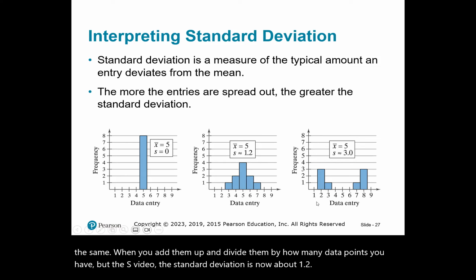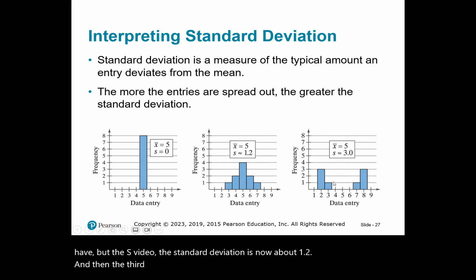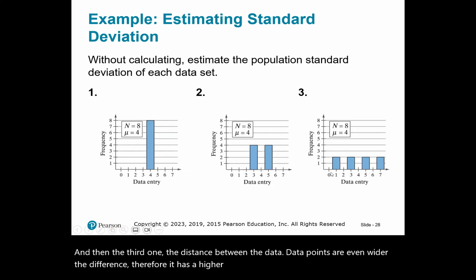And then on the third one, the distance between the data points is even wider, the difference is greater. Therefore, it has a higher standard deviation.